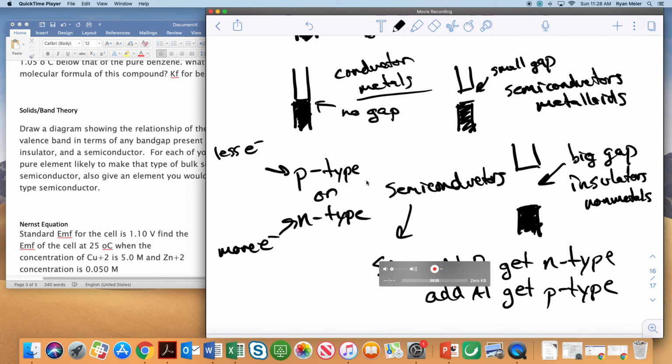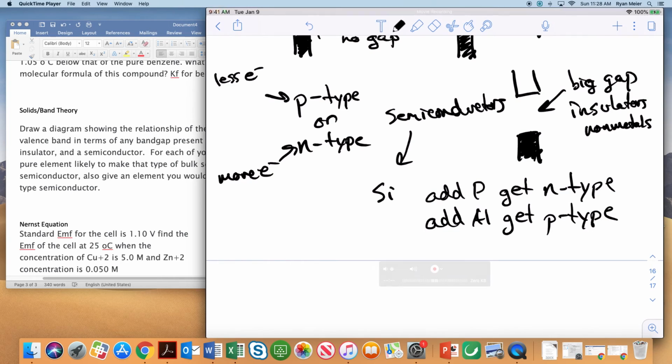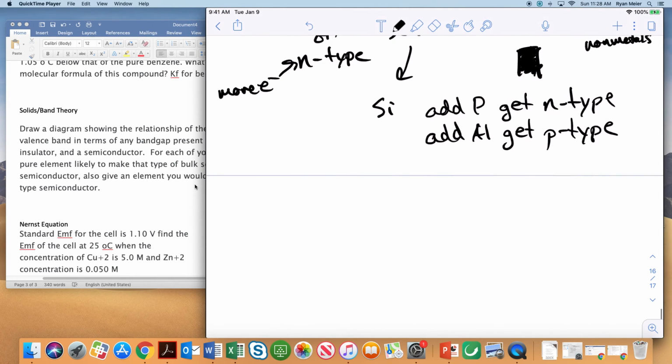So for the semiconductor part, silicon's probably a really common one. If I want p-type, I want something with fewer electrons, so I could add aluminum. If I chose something like germanium here, that would be another possibility. Germanium, again, same thing. I want to stay in the same row and go to fewer electrons. I could go one to the left, and that's going to be gallium. So I could add gallium to germanium and also get a p-type semiconductor that way. So hopefully that's a quick review of some band theory from the start of the semester.